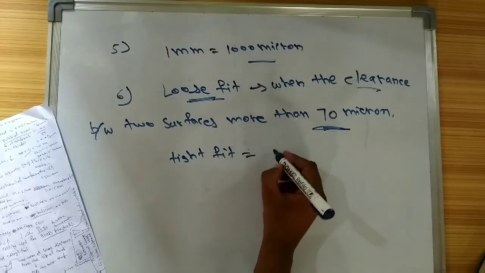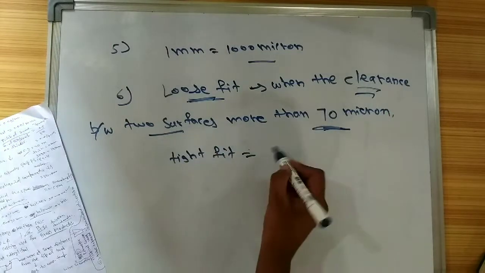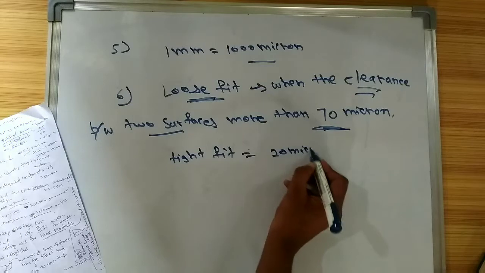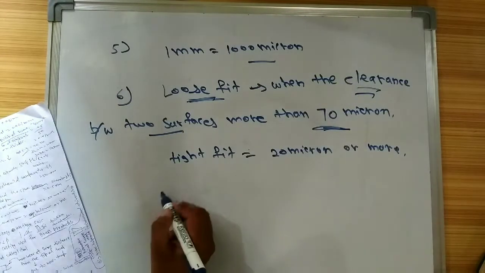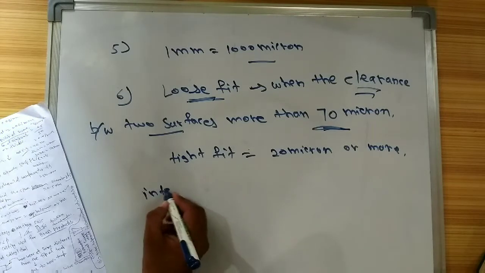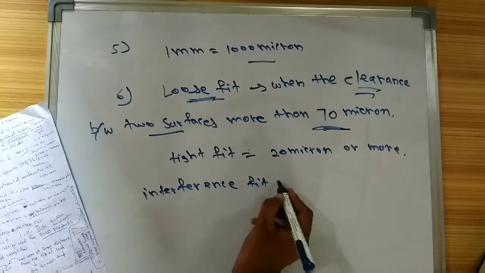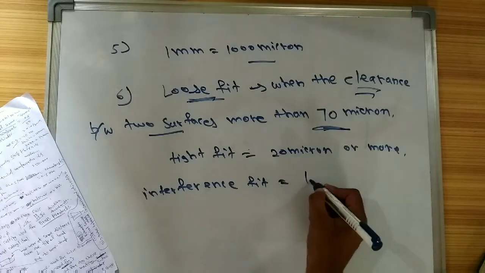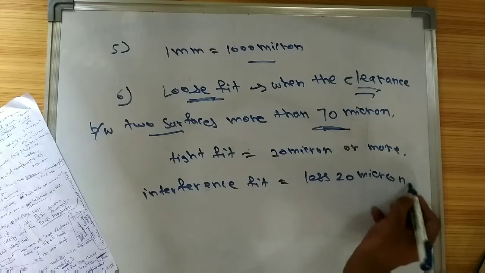In the tight fit, the clearance between the two mating surfaces is 20 micron or more than 20 micron. In an interference fit, the clearance between two mating surfaces is less than 20 micron.